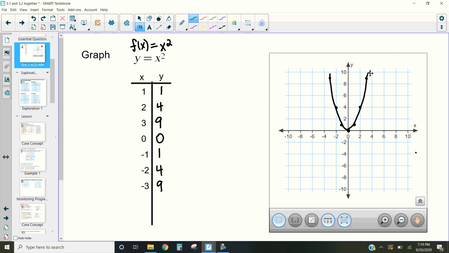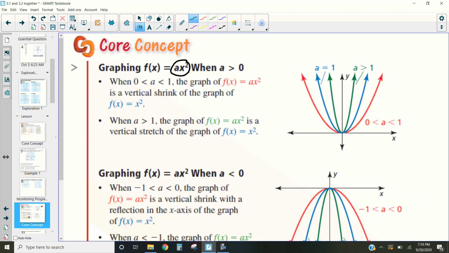Now, this is just our x squared. And what you're going to notice is that we actually talked about how a affects it when we looked at those absolute value functions. With those absolute value functions, our a affected it like our slope. It switched it from being open up to being open down. It made it have a vertical stretch or vertical shrink. And we're going to see that this a here does the exact same thing. So when we're looking at this function, f of x equals a times x squared, we have two conditions: when a is bigger than 0, and when a is less than 0. And they have two different characteristics.